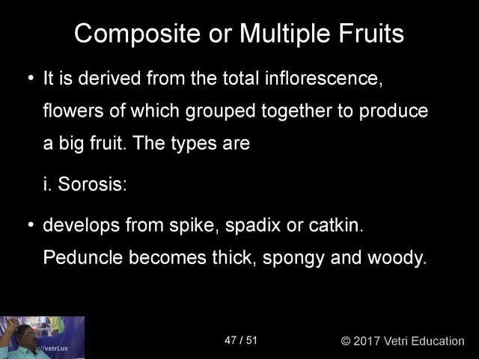The next we have the composite fruits. So the total inflorescence develops into a fruit, that is called a composite fruit. In this we learn only two. One is called the sorosis. It develops from a spike, spadix or catkin inflorescence. The peduncle becomes thick, spongy or woody.